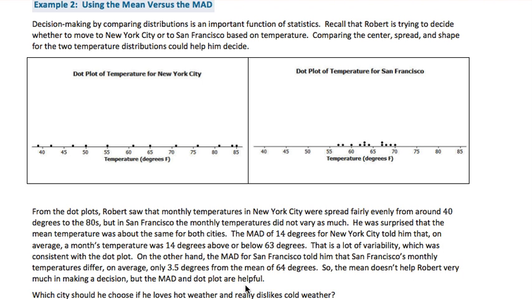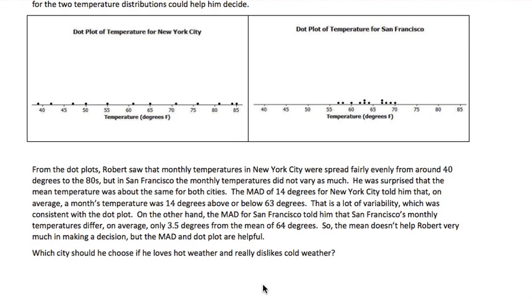Which city should he choose if he loves hot weather and really dislikes cold weather? Well, I would say obviously you should choose San Francisco, because New York City does go into colder temperatures for a number of months out of the year.